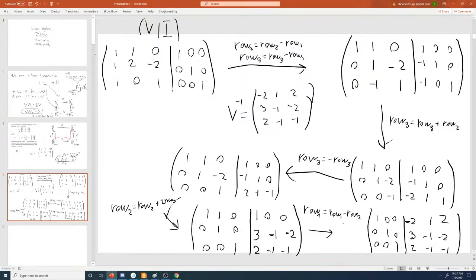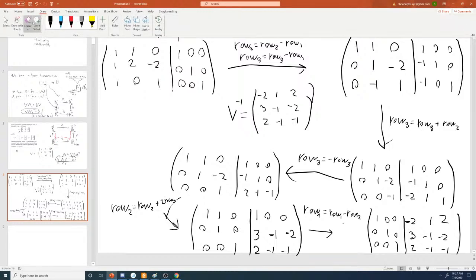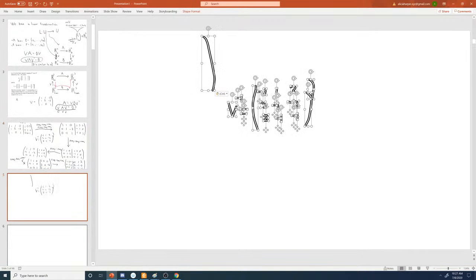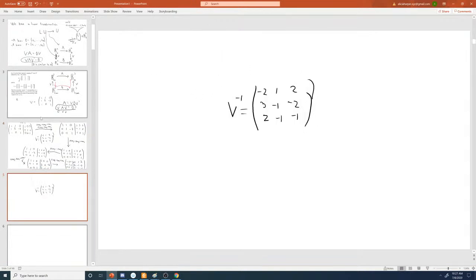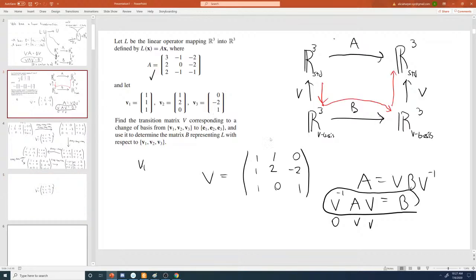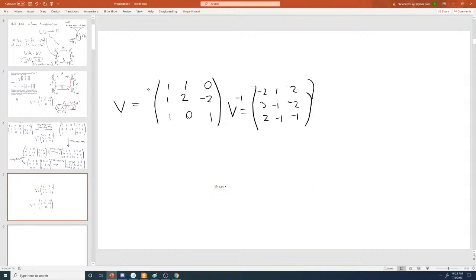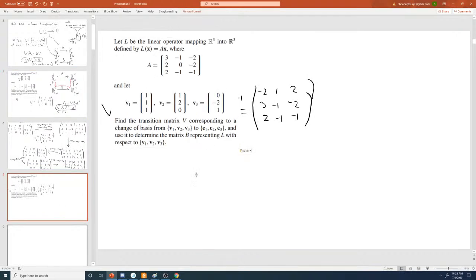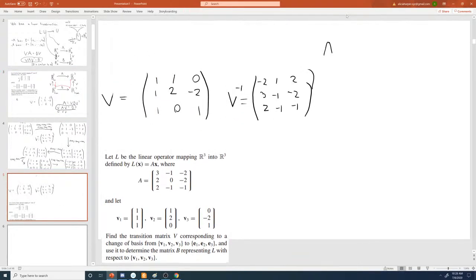I have correctly computed V inverse, which means I can move on to the next step, which is I take my V inverse and I go down here. So I have V inverse, I have V, and I also have my matrix A, which I will transcribe right now. So A here is 3, 2, 2, -1, 0, -1, -2, -2, -1.